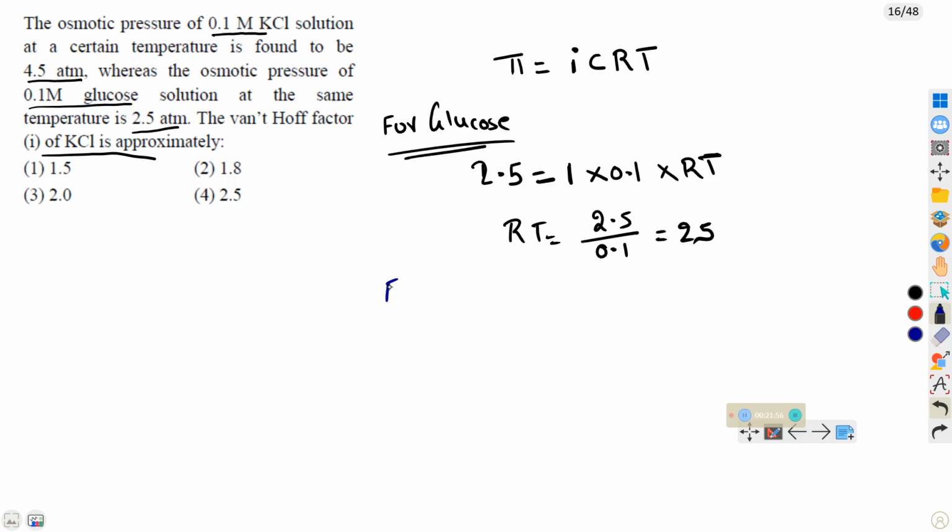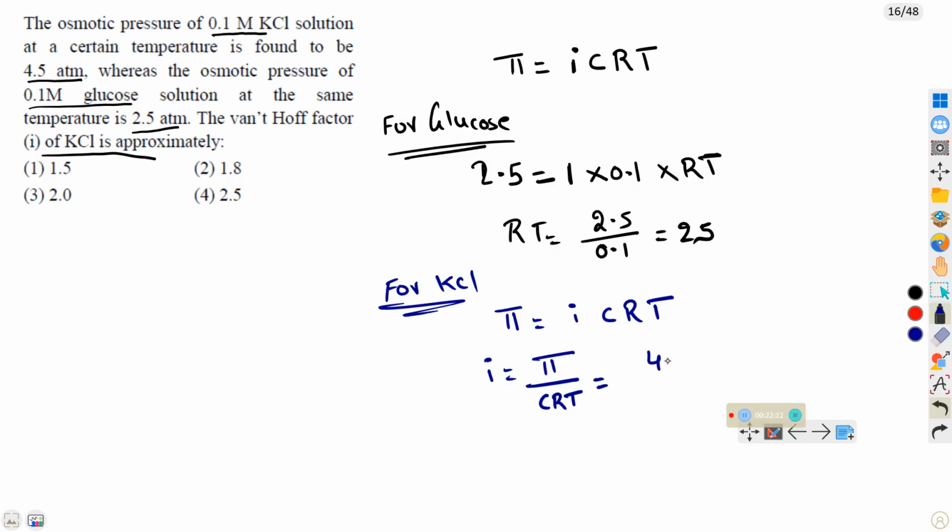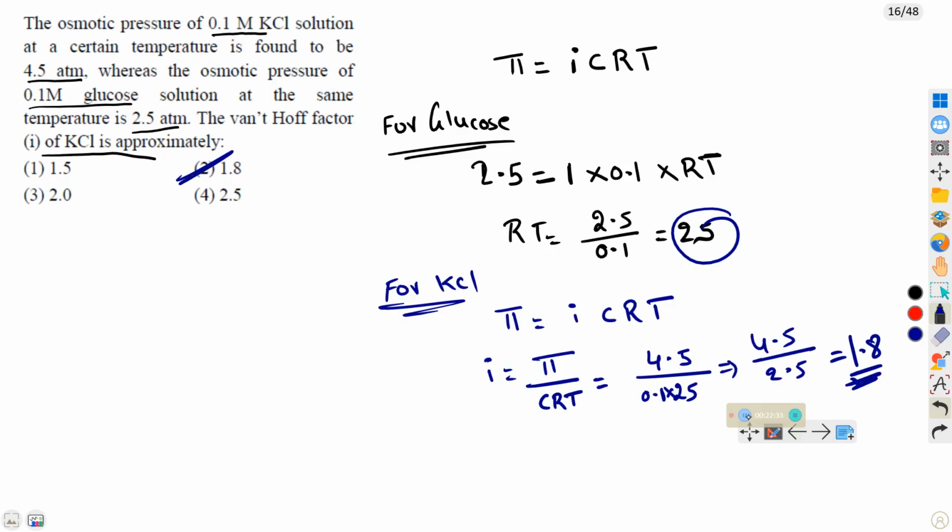Now for KCl solution, pi is equal to iCRT, i is equal to pi by CR. For KCl solution, what is the pi value given? 4.5. Concentration 0.1. RT value is calculated, that is 25. 0.1 into 25. Then 4.5 by 2.5. Simplify, you will get 1.8 approximately.